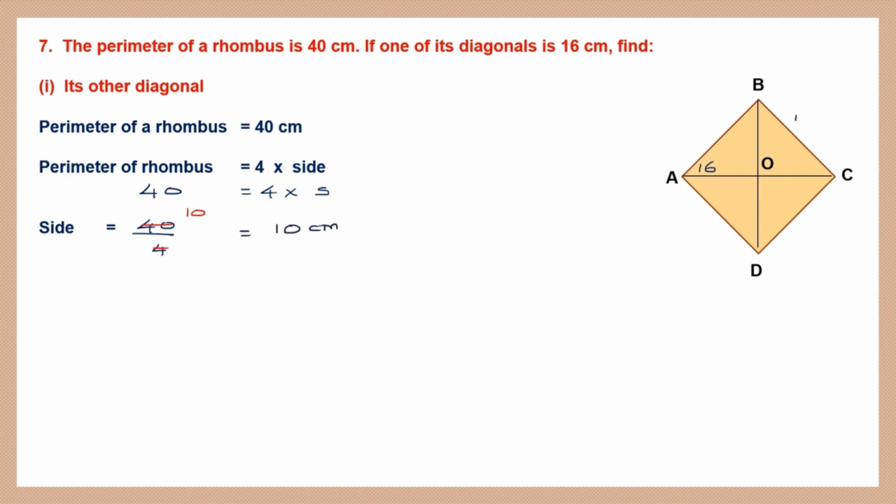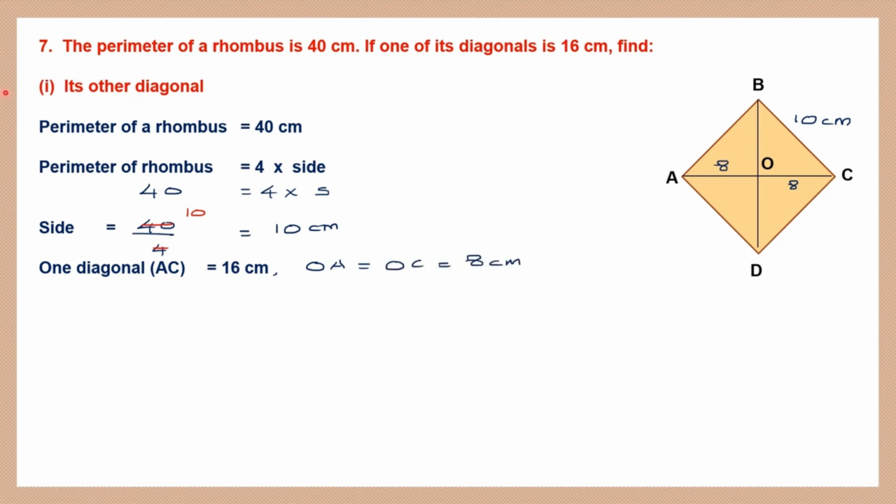So let's write it here. So this is 10 centimeters. All four sides. I've just written it on one side. All four sides will be 10 centimeters. Now, one diagonal is given to us as 16 centimeters, isn't it? So this is 16. That means half of it will be half of 16, which is 8. That is OA is going to be 8. So let's remove this and write OA is equal to 8 centimeters and OC is also equal to 8 centimeters. So OA is equal to OC and both are equal to 8 centimeters.